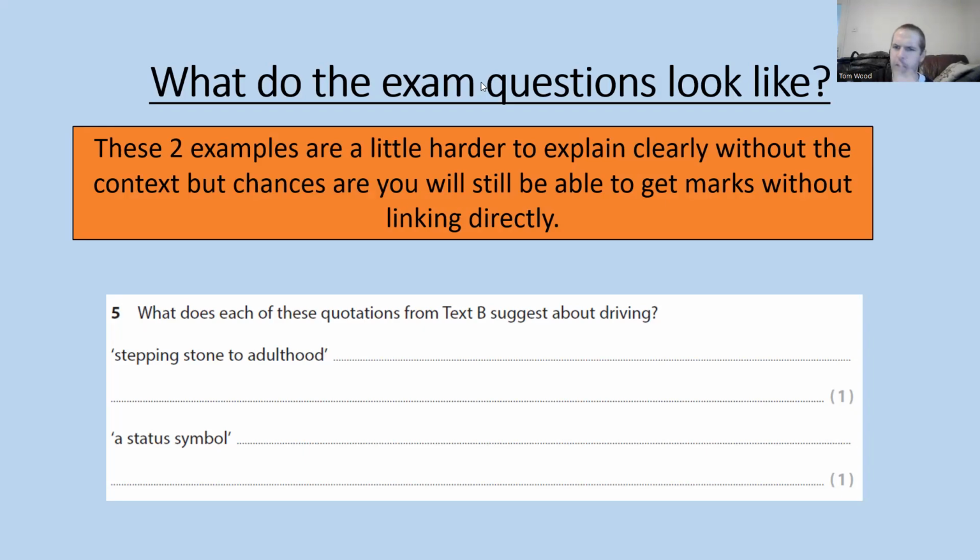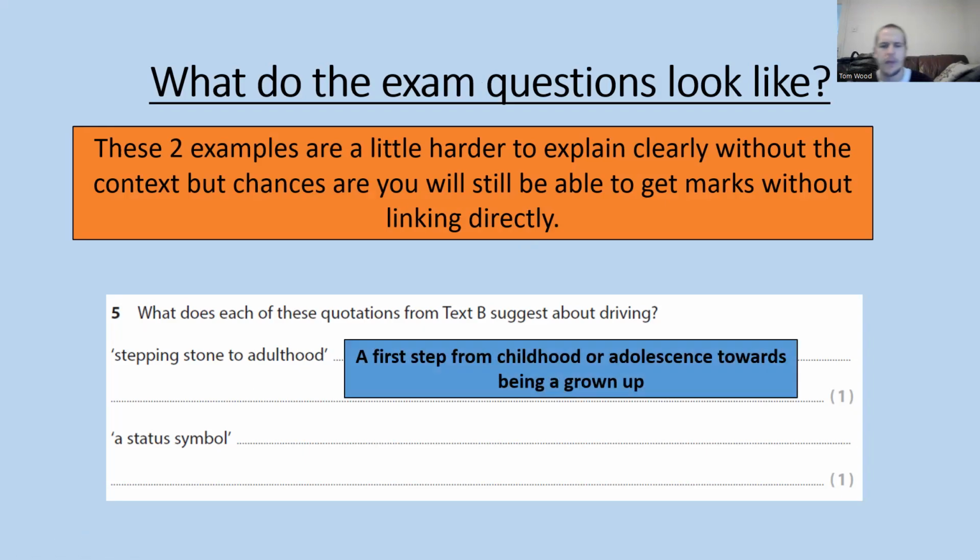Peace, yeah, that's a really good way of wording it, to be honest. So if we have a look at this one, hopefully you had a little bit of time to consider this. Stepping stone to adulthood. It could be the first step from childhood or adolescence towards being a grown-up, or something to this effect. I liked your answer there, Peace, the idea of becoming more independent.